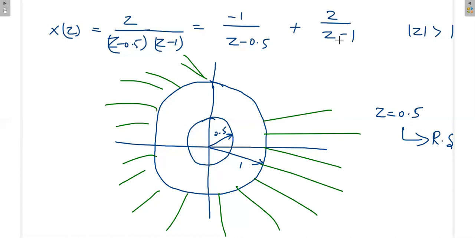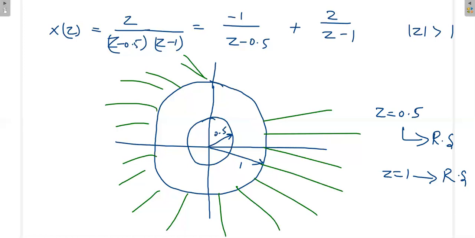Similarly, what is the pole of the second transfer function? That is z equal to 1, and z equal to 1 is the unit circle. With respect to z equal to 1, where is the ROC? The ROC is present on the right side.